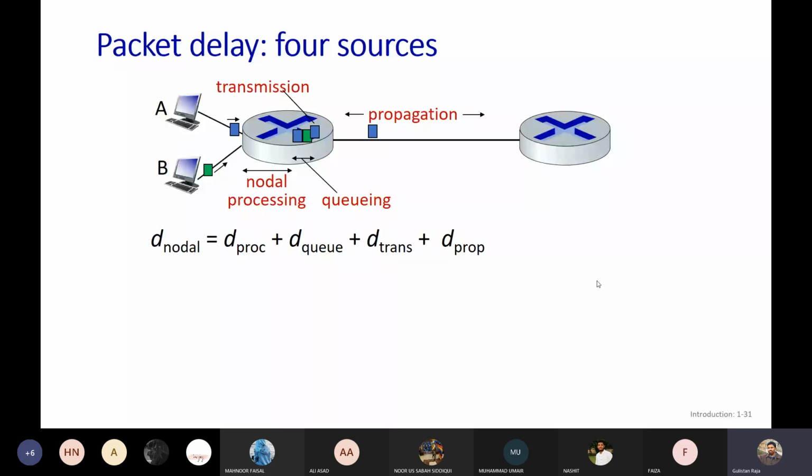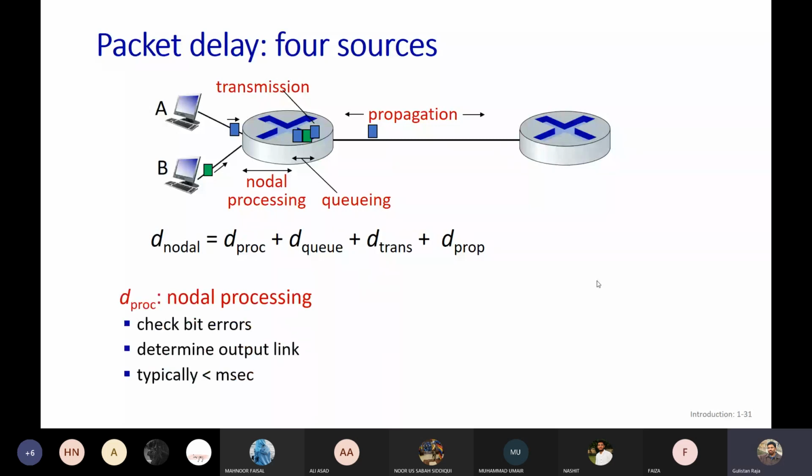When we add them together, it is known as nodal delay. So nodal delay is the sum of processing delay, queuing delay, transmission delay and propagation delay, right? This is what we are having, and we'll talk about them one by one.